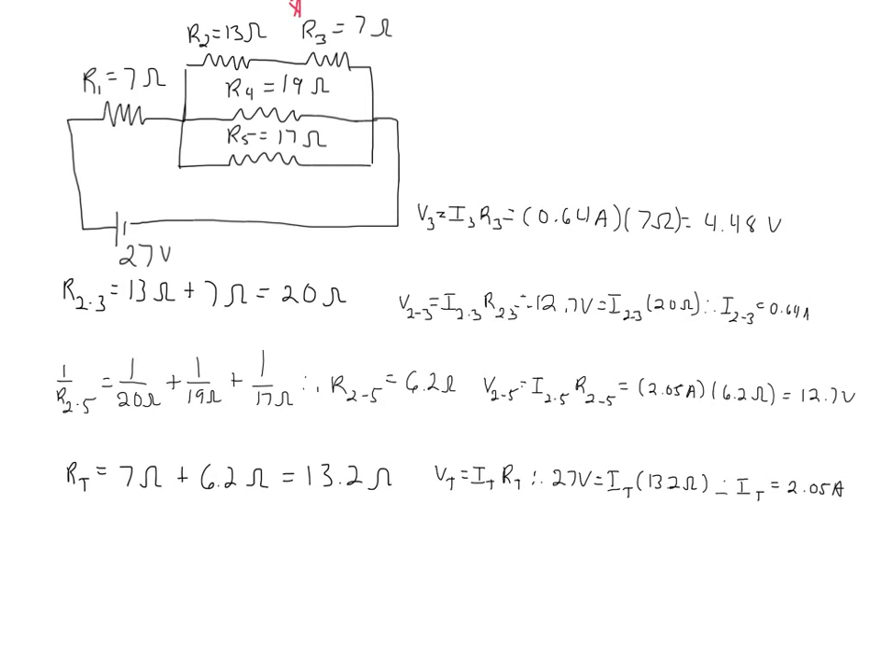So now we found our answers. The current through 3 is 0.64 amps, and the voltage across 3 is 4.48 volts. Again, that's because the current across 2 is 0.64 amps and the current across 3 is 0.64 amps. We used that to find the voltage across 3, which was 4.48 volts.